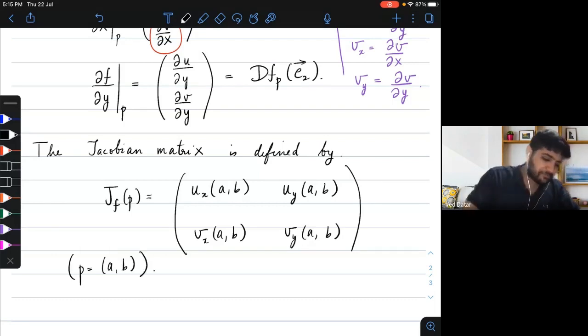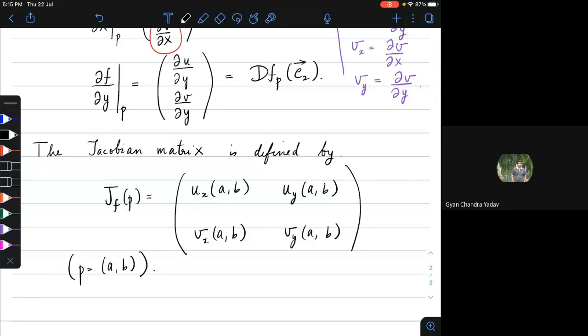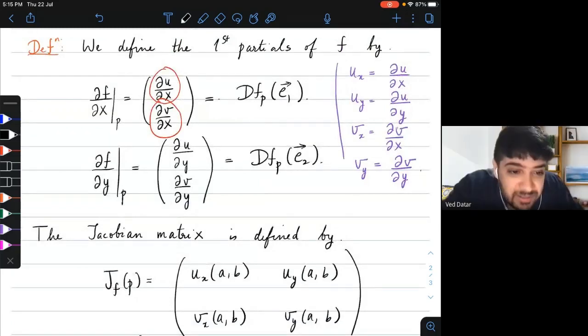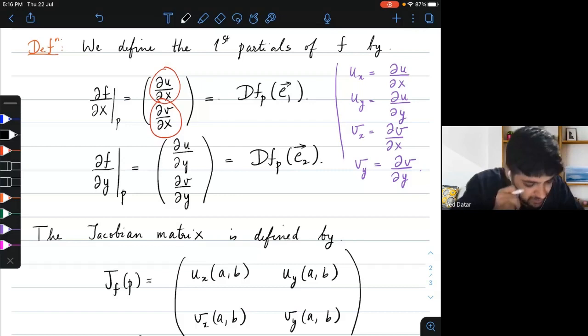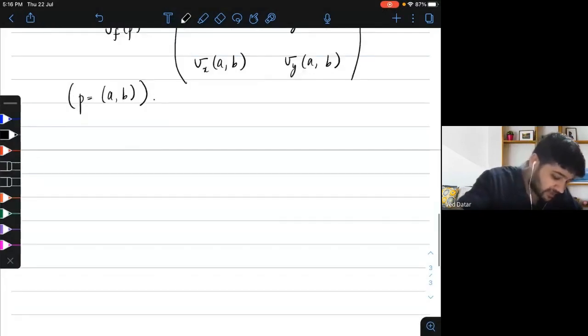Okay. Sir, del f upon del y at P is equal to dfp e2 vector, why? Yeah, that's right. Are you asking why or? Yes, why it is equal to dfp at e2. Right. So you can take this as a definition, but let's try to understand where this comes from.